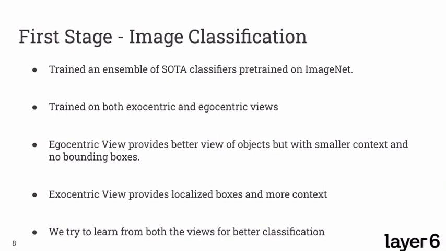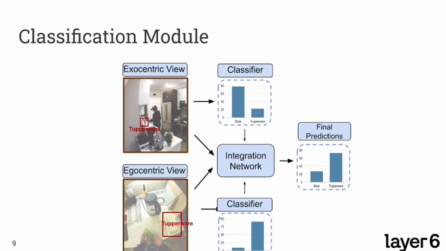What we are trying to do here is learn from both views for better classification. Specifically, we first trained individual classifiers on each of the views. As shown in the example here, the classifier trained on the exocentric view could have a difficult time identifying the object as a tupperware, while the egocentric view provides additional useful information for classification. Therefore, we employ a joint classification module which learns from both views and fixes the mistakes from each of the individual views.